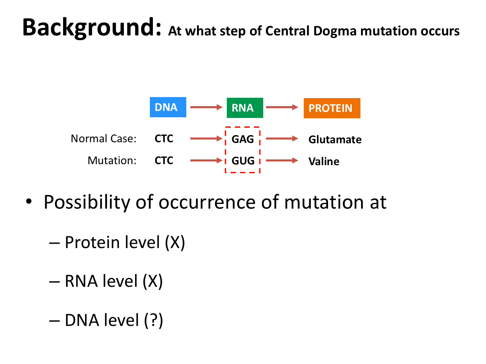Okay, so now if it is happening due to a mistake at transcription, the top one is again the normal case, and the mutated one is at the bottom. The CTC is getting converted into GUG instead of GAG, which will then code for mutated HBS, and that is because it is valine instead of glutamate.